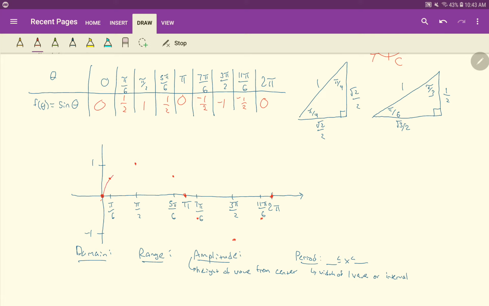So when I go and connect these dots, you'll see what kind of shape we get. It's a wave. This is going to continue on like so forever, and same thing in this direction as well.